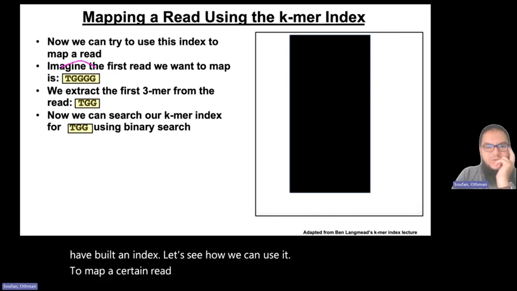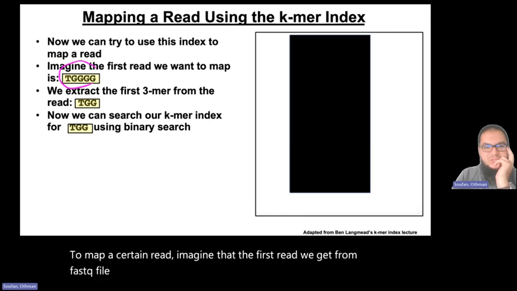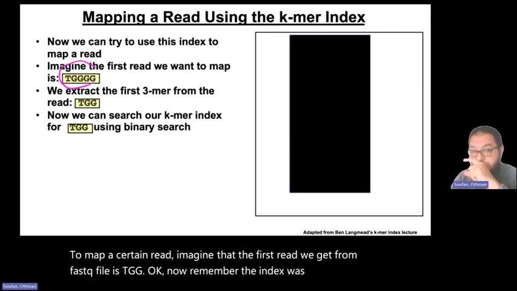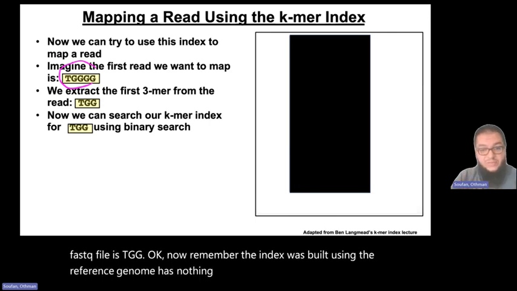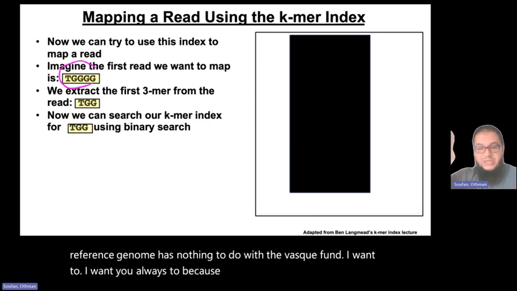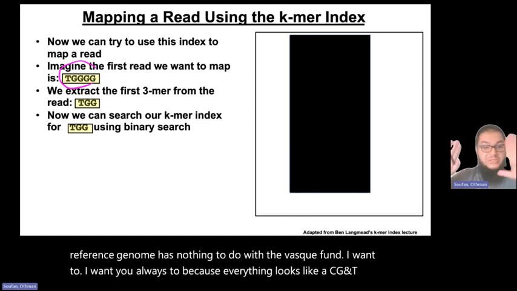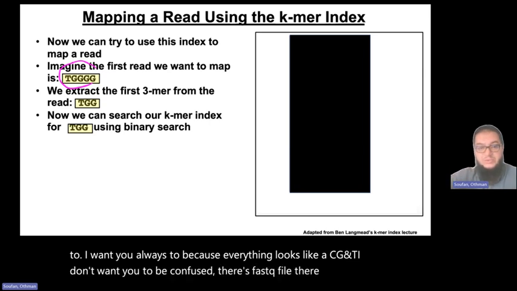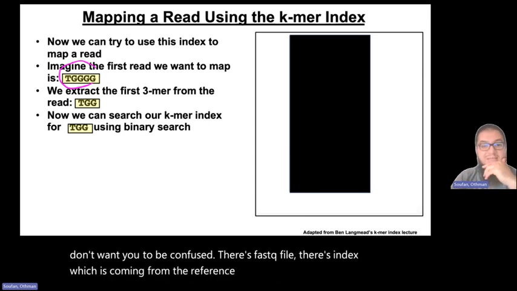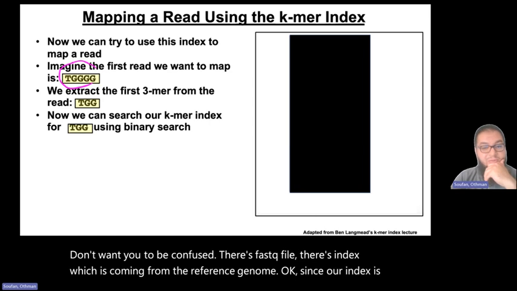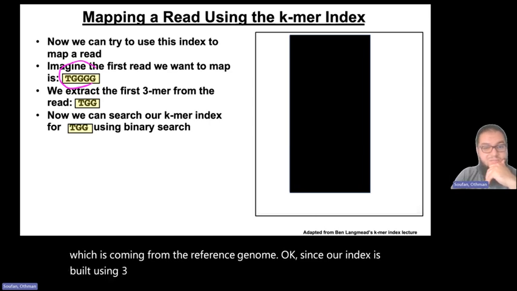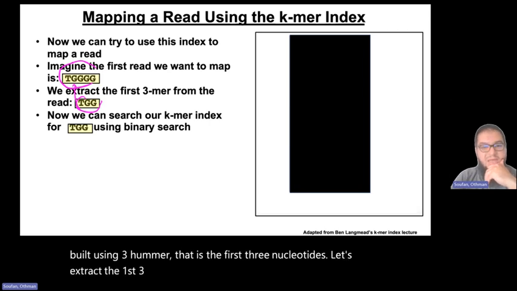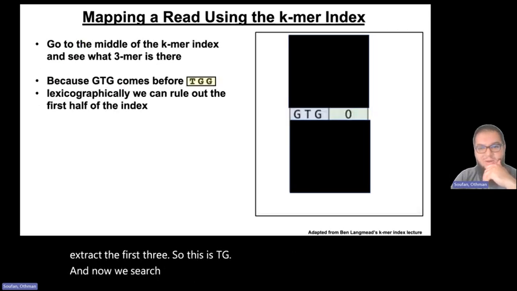Imagine that the first read we get from the FASTQ file is TGGGG. Now remember, the index was built using the reference genome. It has nothing to do with the FASTQ file. I don't want you to be confused, because everything looks like ACG. There's a FASTQ file, and there's the index, which is coming from the reference genome. Since our index is built using 3-mers, let's extract the first 3 nucleotides. So this is TGG. And now we search through our array.